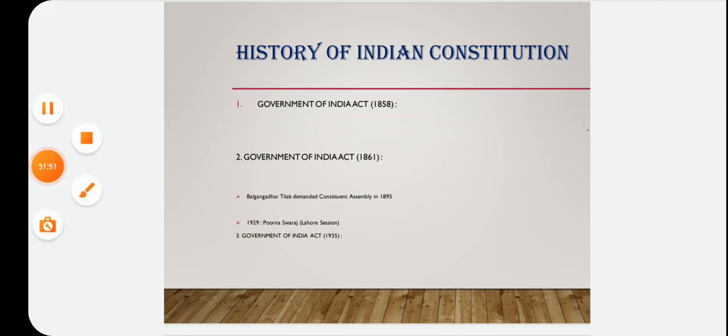Okay, the next one is the Government of India Act of 1935. But before going to the Government of India Act of 1935, there is a little history which you all need to be aware of. What happened in 1895 was Bal Gangadhar Tilak. Everyone might be aware of this person. He demanded a Constituent Assembly for Indians. If someone asks who put up the idea of an independent Constituent Assembly for Indians, then the answer is Bal Gangadhar Tilak, and this happened in the year 1895.